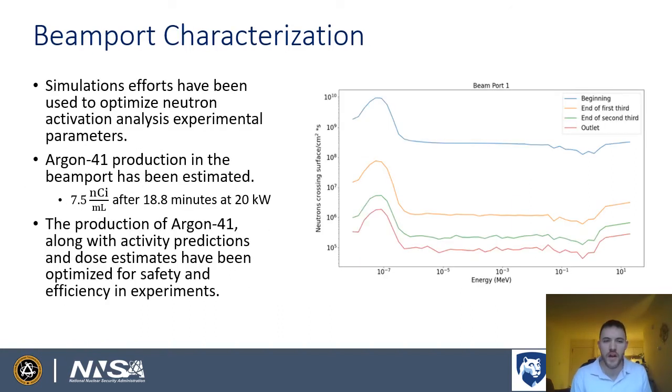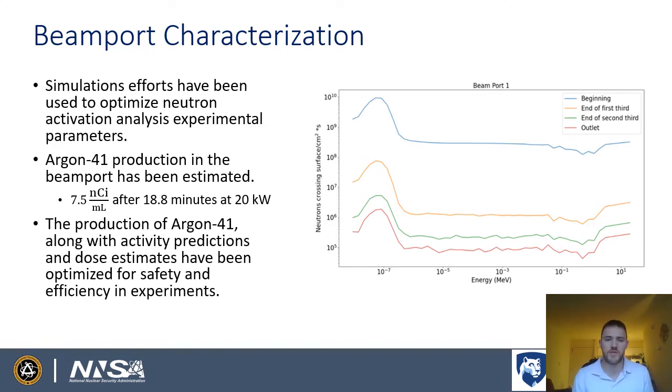In order to fully characterize the neutron flux in the beam port, simulations have been conducted to evaluate the flux spectrum at different locations of the beamline. This is used not only to optimize the neutron activation analysis experimental parameters, but also to gauge the production of argon-41 in the beam port as the reactor is running from a health physics standpoint.